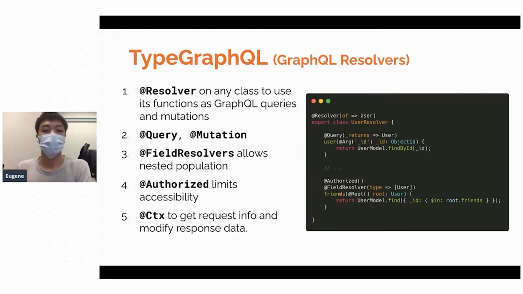Each of the friends we want is name and ID. We can use this if we use the field resolver decorator. And we can also use the authorized decorator to decorate these fields so that if you're not authorized, you can't access this field. And you will ask about how do I get some kind of information inside the request. You can use the context decorator to get the request information and to modify your response data, for example, if you want a different response code.